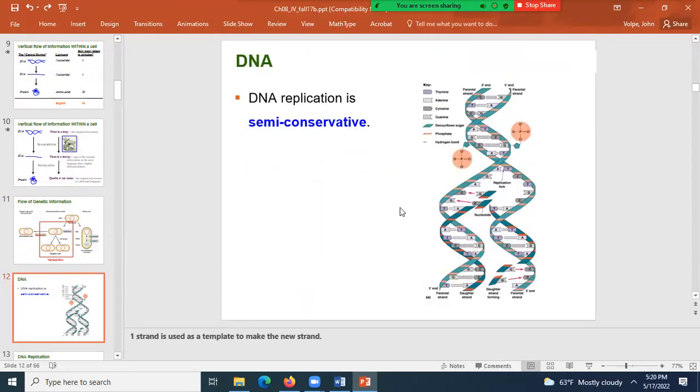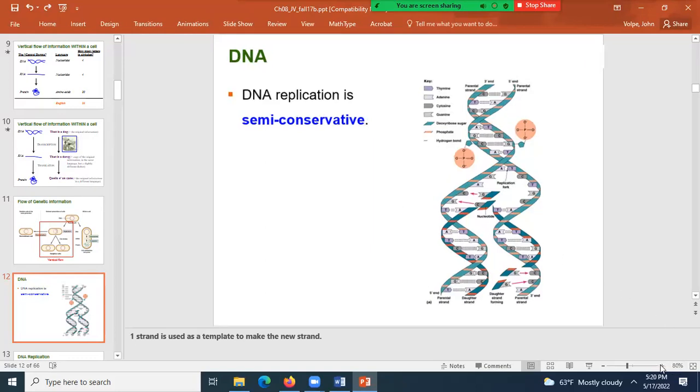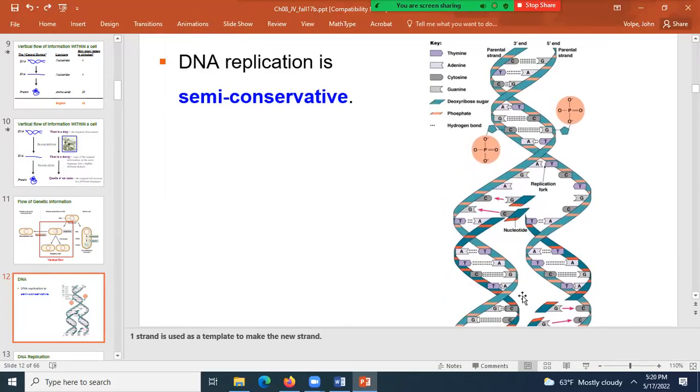DNA replication is semi-conservative, meaning when DNA replicates, the two strands of DNA separate, and then one strand is used as a template to build the new strand. And the DNA polymerase just reads this nucleotide here and then inserts the correct nucleotide for the new strand. Any question about that?